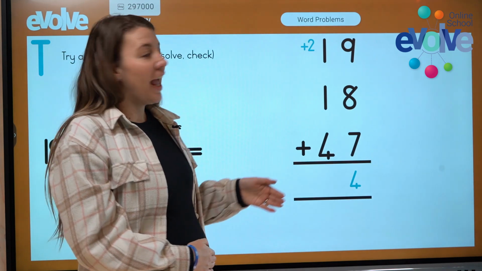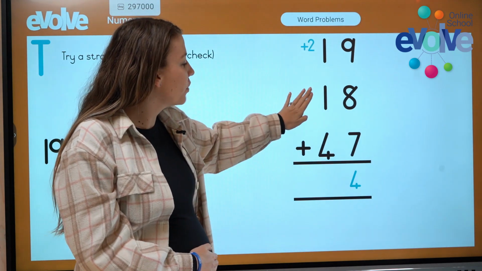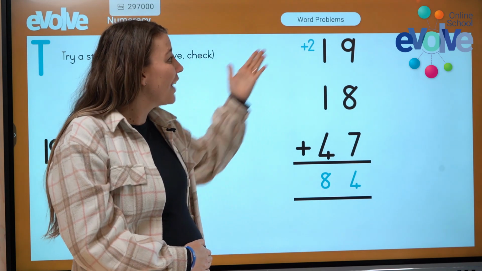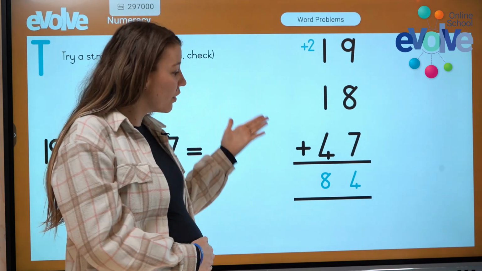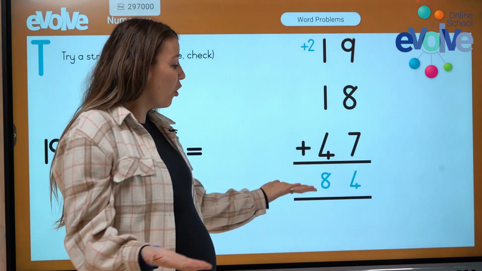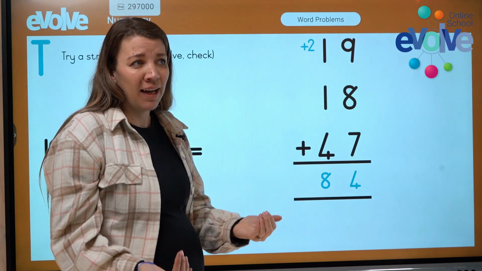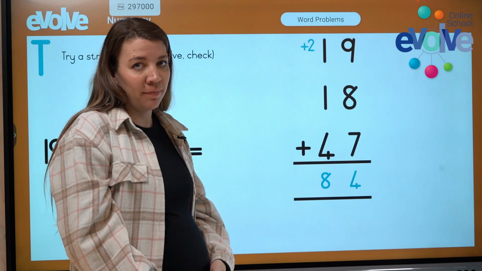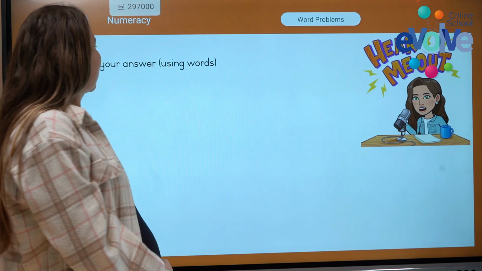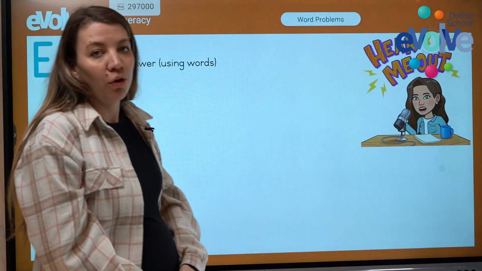Right, now we're going to add our tens. 1 plus 4 gives us, and we're adding our extra 2 tens, so we need to make sure we've added them all together, gives us 8. And we now know we have 84, but that's not the way we answer a word problem. We need to move on to our last and final step, explaining your answer using words.